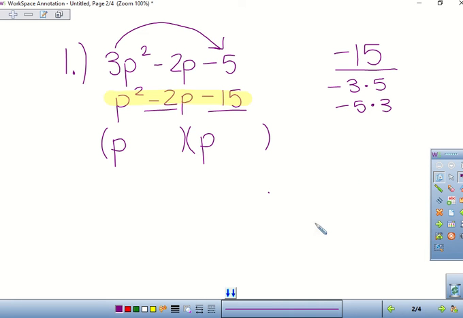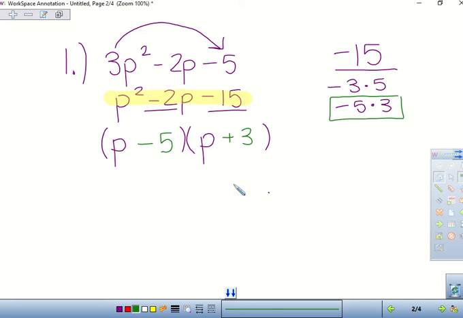Which of those two number sets adds up to negative 2? The bottom or the top one? Good, the bottom one adds up to a negative 2. We want a negative 2, so the bigger number has to be negative. So here you're going to put negative 5 and positive 3 in the parentheses, okay?